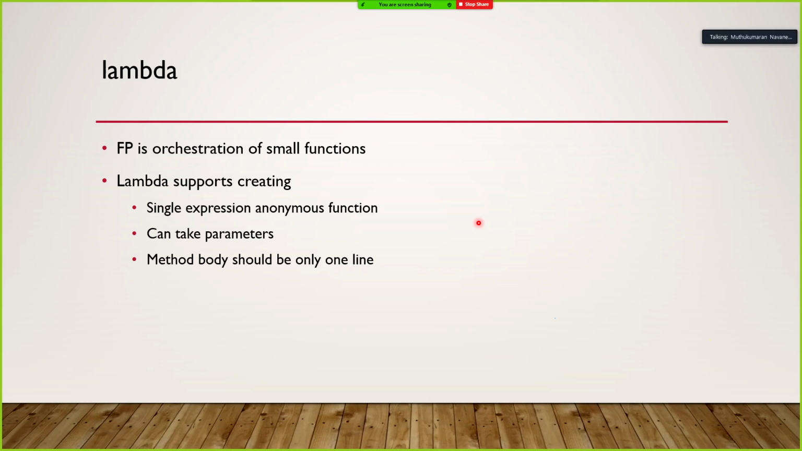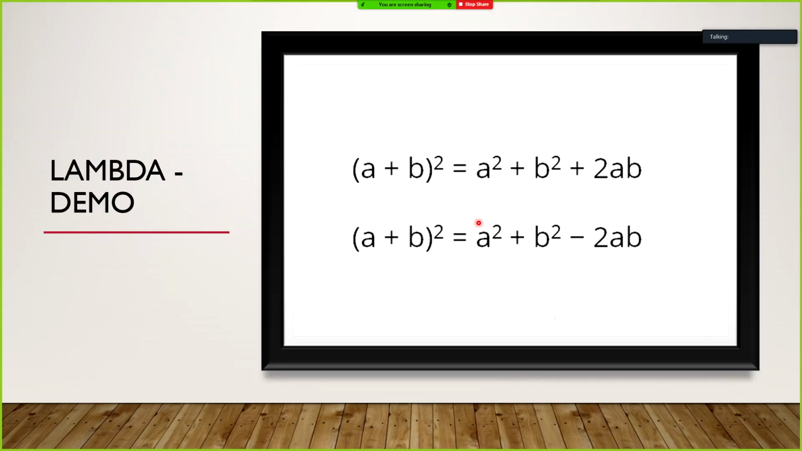What we are going to do is have a small example on lambda. We'll do a typical thing: a plus b whole square equals a square plus b square plus 2ab, and a minus b whole square equals a square plus b square minus 2ab. So we are going to do this with lambda calculus.